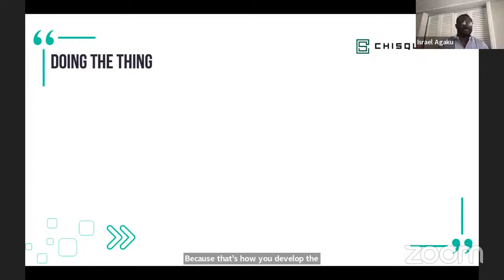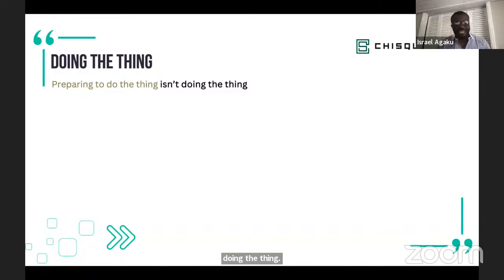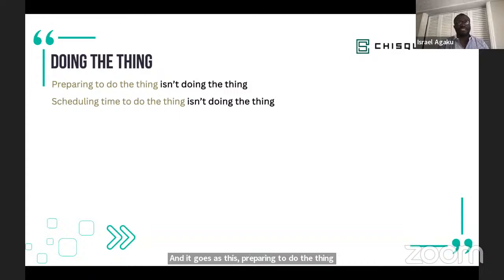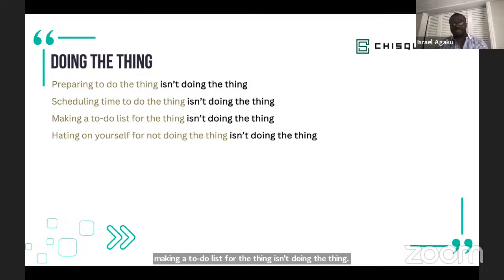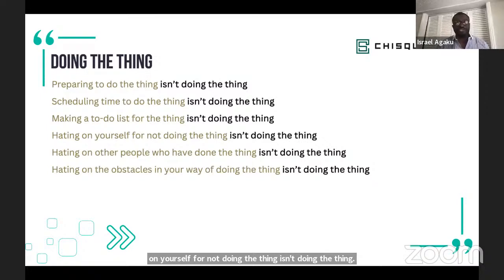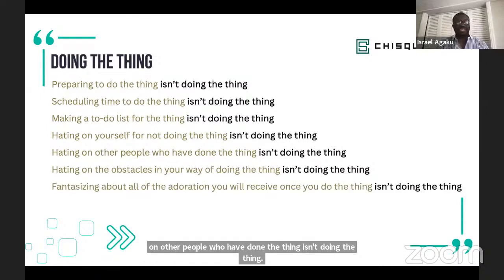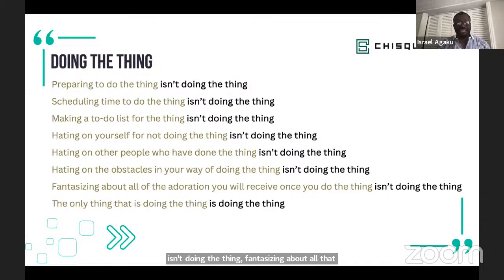So in that regard, I have my concluding poem for you here, which is called Doing the Thing. And it goes as this: preparing to do the thing isn't doing the thing. Scheduling time to do the thing isn't doing the thing. Making a to-do list for the thing isn't doing the thing. Hitting on yourself for not doing the thing isn't doing the thing. Hitting on other people who have done the thing isn't doing the thing. Hitting on the obstacles in your way of doing the thing isn't doing the thing. Fantasizing about all the adoration you'll receive once you do the thing isn't doing the thing. The only thing that is doing the thing is doing the thing.